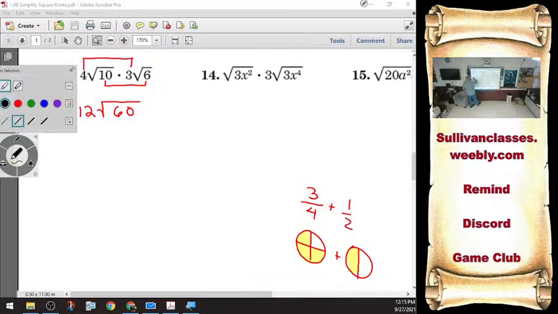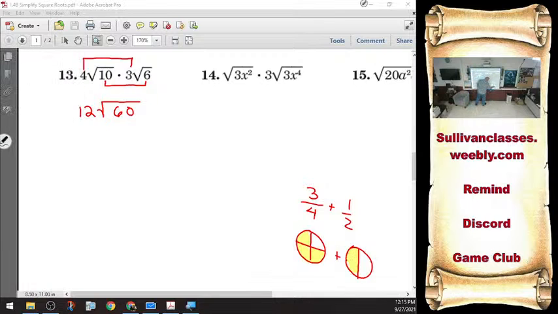Instead, what if I did this? Now are they all the same? I take this times 2 over 2. Now I have 2 fourths. Now I have 3 fourths and 2 fourths is 5 fourths. Okay?